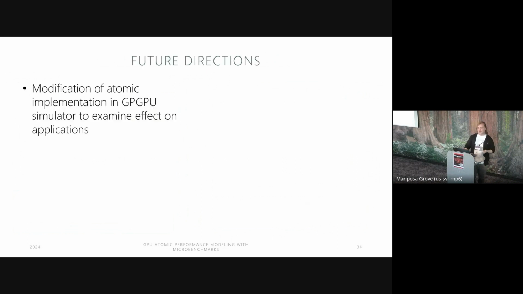So some future directions. We've looked at setting an atomic or a GPU simulator as a baseline, and then modifying the atomic implementation to recreate some of what we think is happening on these cards, and see if we can examine those effects in applications. So if you have applications that are GPU atomic bound or care about GPU atomic performance, and again, this is another call to action, if any of you have applications that depend on GPU atomic performance, please let us know. This is a very important part to us.